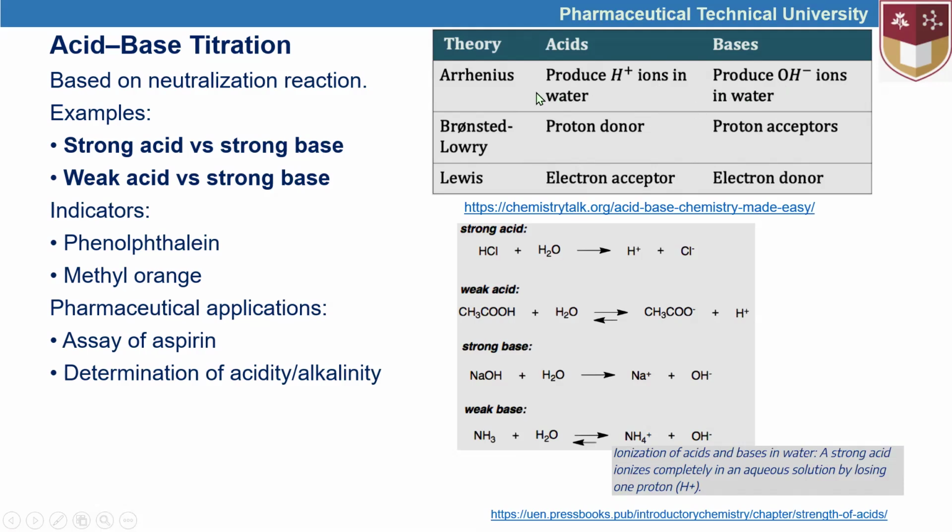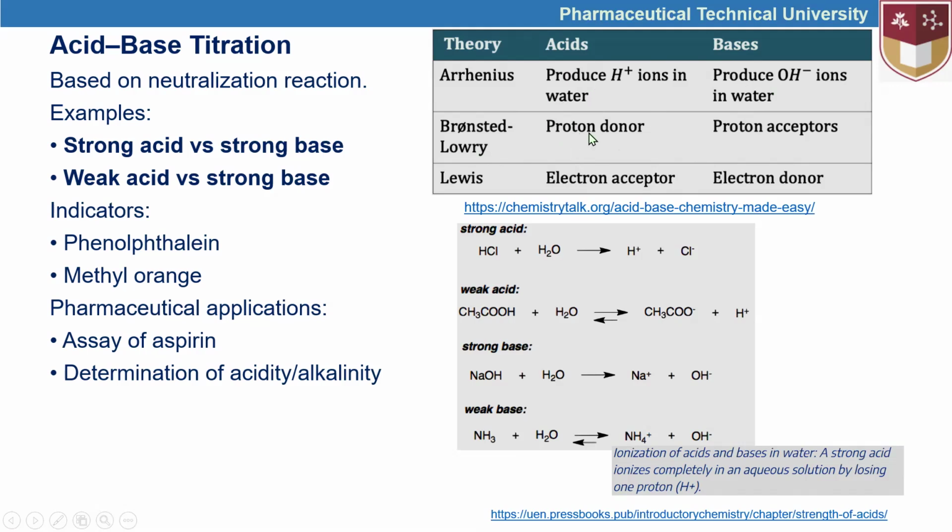I mean, for example, hydrochloric acid is an acid in water. If we talk about hydrogen chloride in the gaseous state, we cannot claim it as an acid. Acids are the ones, according to Arrhenius, that produce hydrogen ions, and bases are those that produce hydroxide ions in water. And according to Bronsted-Lowry theory, acids are proton donors.